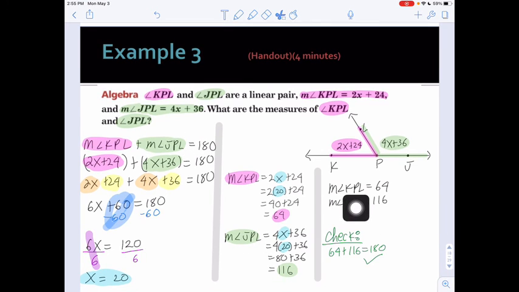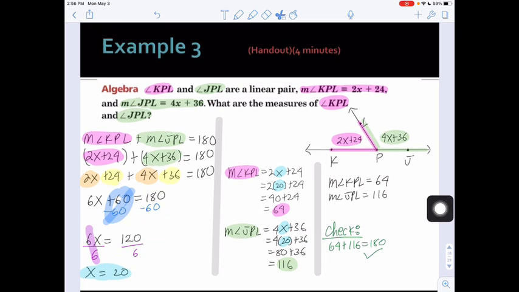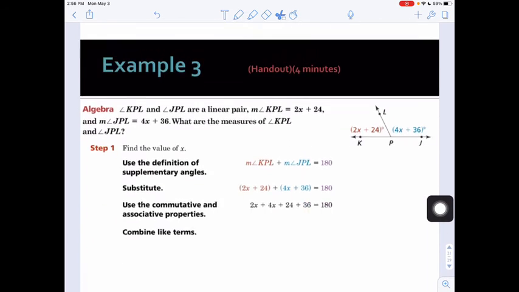Thus, the measure of angle KPL is 64 and the measure of angle JPL is 116, and to double check, we can add those two together to make sure we do indeed get 180. The work for this problem is written out on the next few slides.